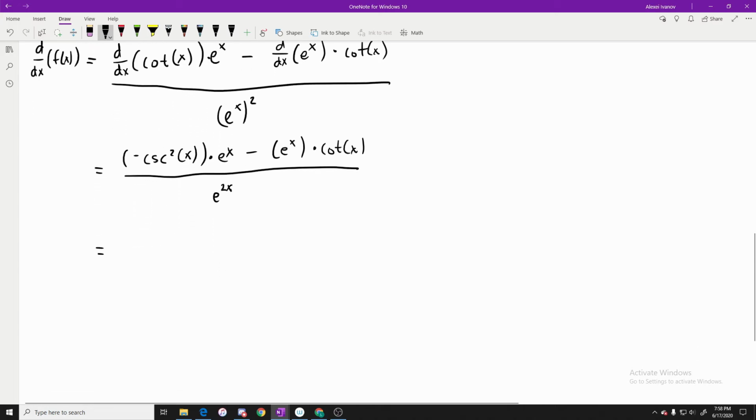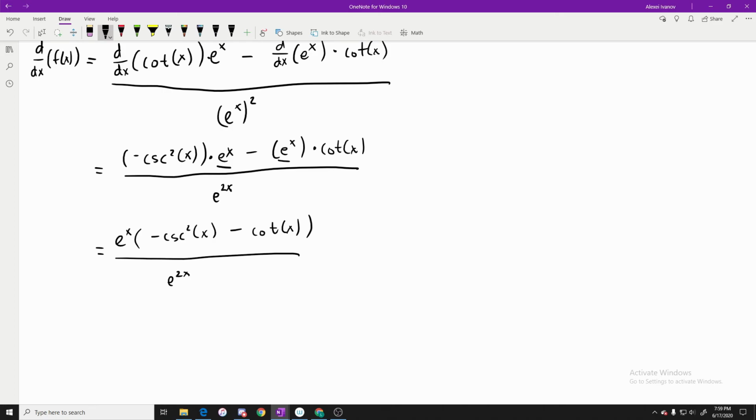And I'm going to simplify this a little bit more, but we can see that on the top we can factor out both these e to the x's. So we'll be left with something like this. And now we have common factors on both the top and bottom of the function, so I'm going to go ahead and cross those out, this and this, and we will just be left with minus CSC squared x minus the cotangent of x, and then e to the x here. Oops, that was a little sloppy. So there you go, there's the derivative.